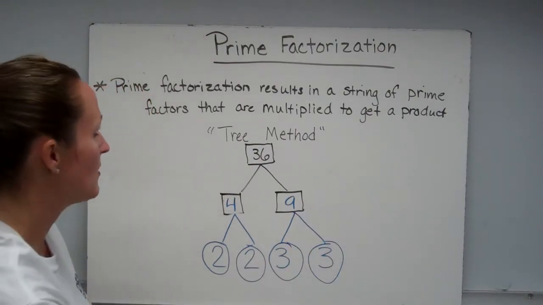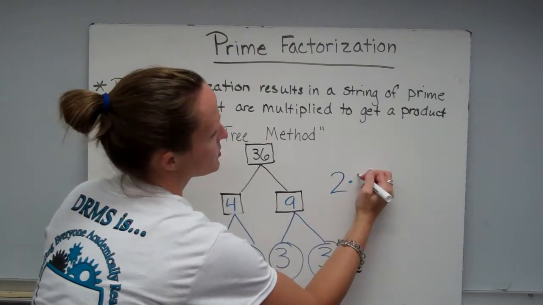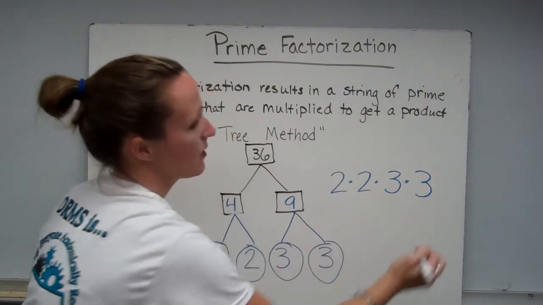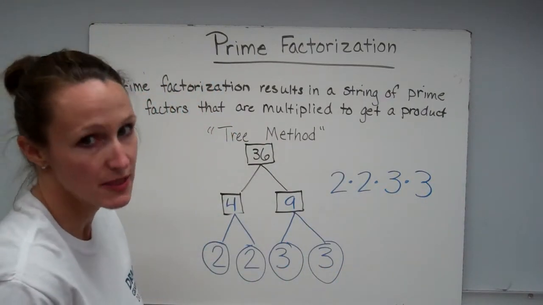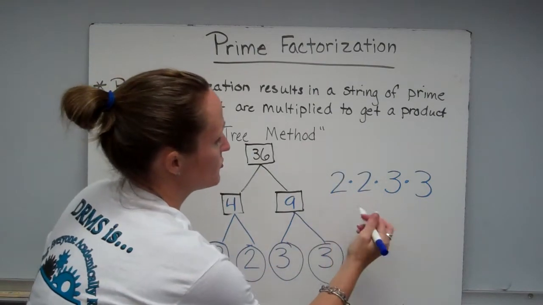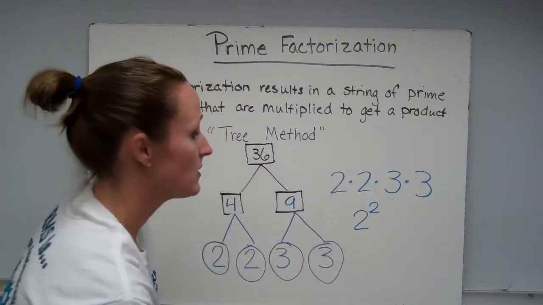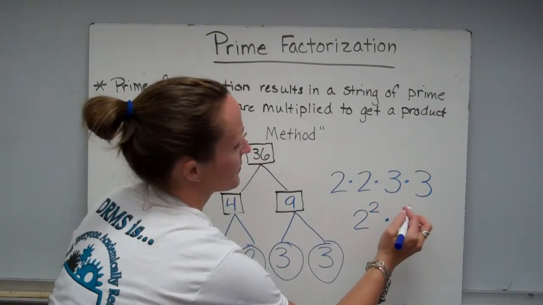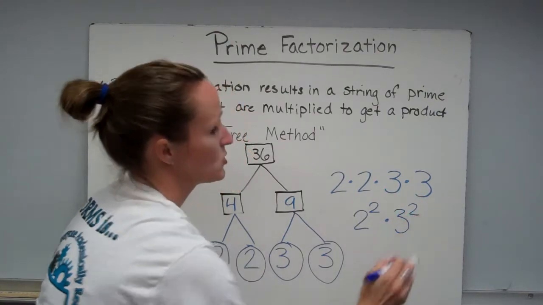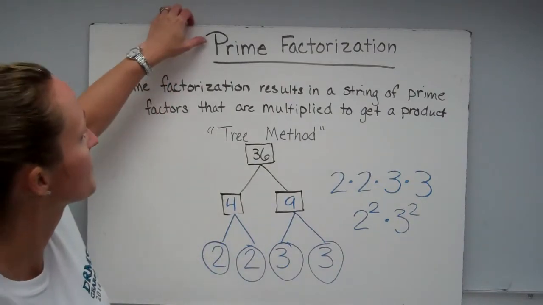Okay. Now, we want to write it as a string of numbers. So we can say that 36 equals 2 times 2 times 3 times 3. Or we can write it using exponents, which is actually the better way. And there's two 2's, so we call that 2 to the second power, or 2 squared, times also 2 3's, so 3 squared. This is the prime factorization of 36.